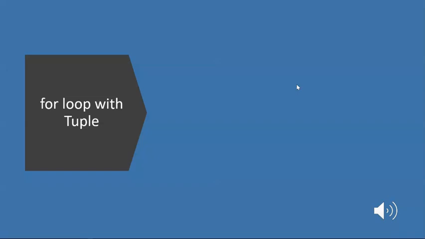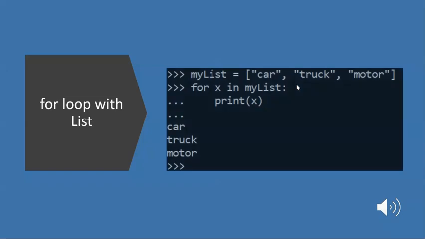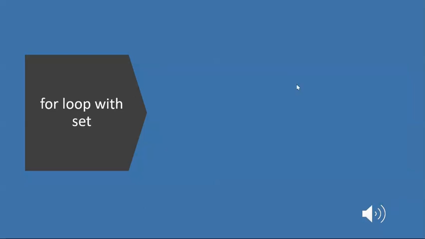This example shows the for loop with tuple. The for loop traverses elements in a tuple. This is an example of a for loop with list. The for loop traverses elements in a list. This is an example of a for loop with set. The for loop traverses elements in a set.